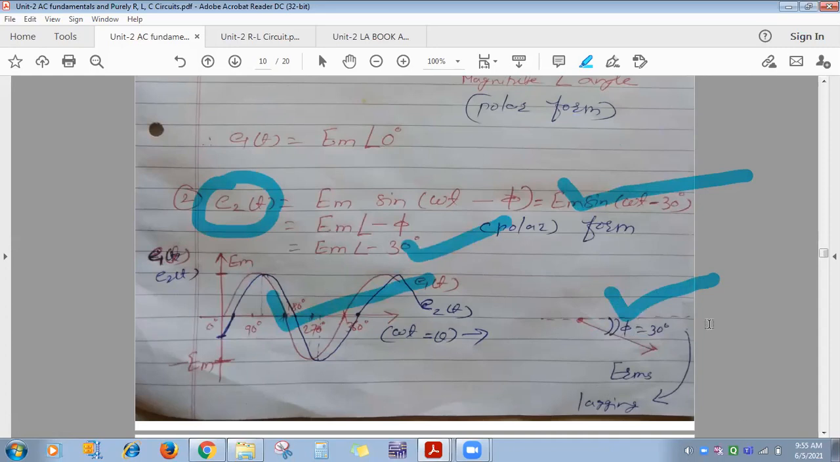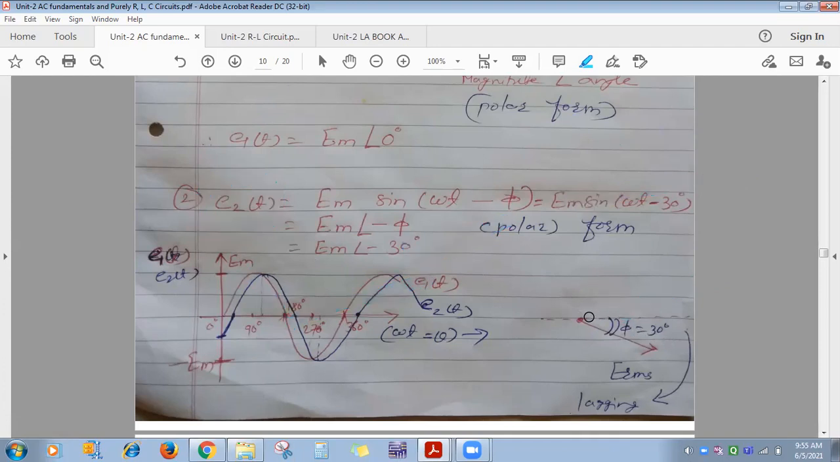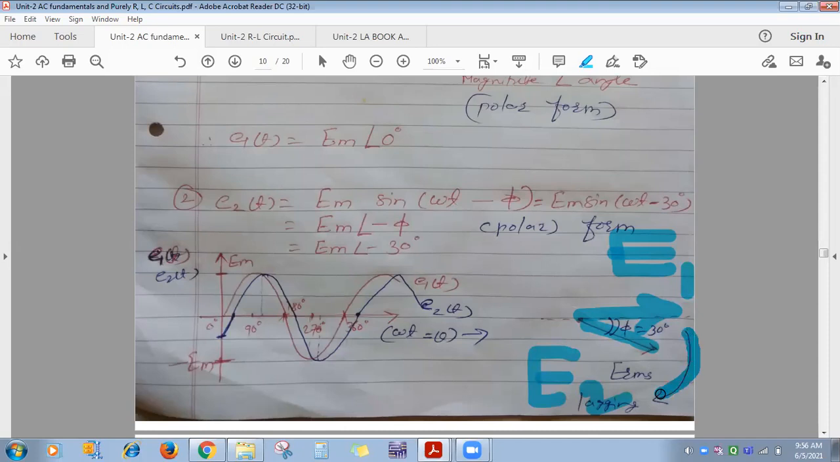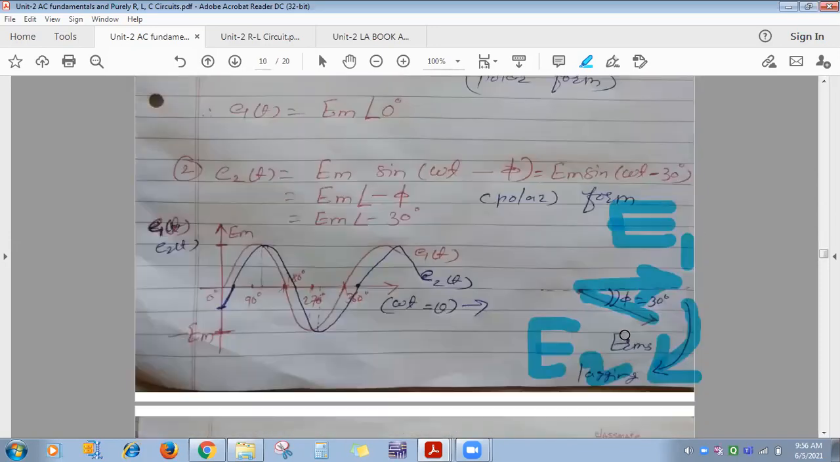Now here see, E2T is lagging E1. So if in the same plane I have to show E1, I'll represent it like this. This is E1, isn't it? And this is E2. So what I can say here, E2 is lagging E1 by 30 degree. Means what is the conclusion? Lagging parameter in phasor diagram are measured in clockwise or anti-clockwise direction? Clockwise. Keep this in mind. Okay?